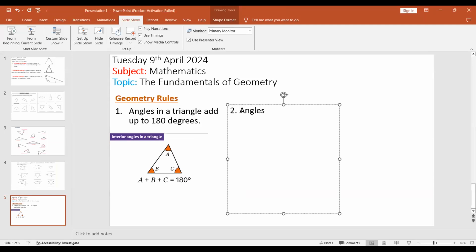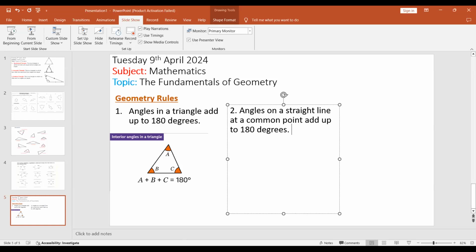Thank you, sir. The next rule that we need to know is that angles on a straight line at a common point add up to what? 360? No. 90? Nope. Angles on a straight line at a common point add up to what? 180 degrees. All right, angles on a straight line at a common point add up to 180 degrees.